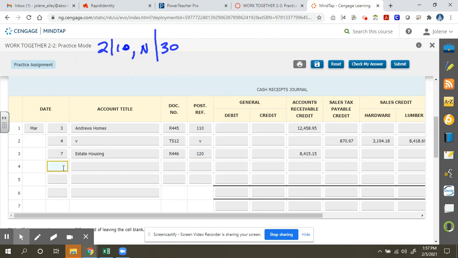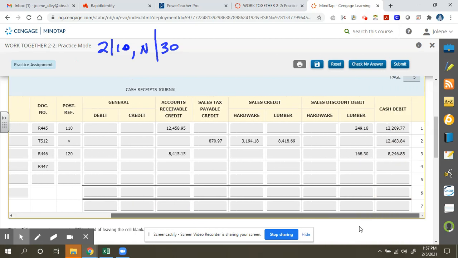Now we're going to the 18th. And the 18th says received a check from Lysol. I don't know how you say that. Lysol Construction. And this is going to be another receipt. 447. You always give a receipt when people give you money. Always. You got to record it and you give them a receipt for it.